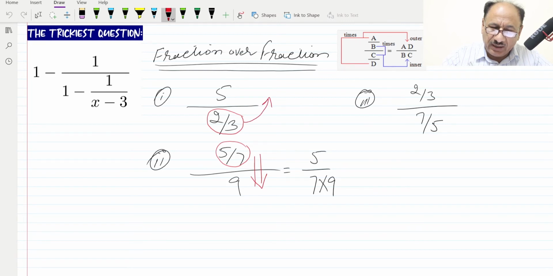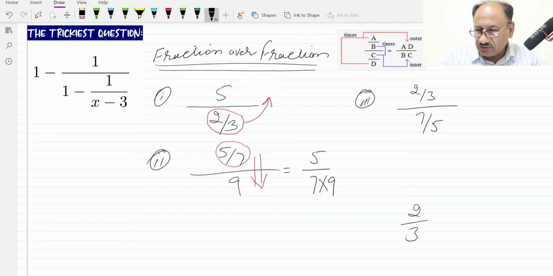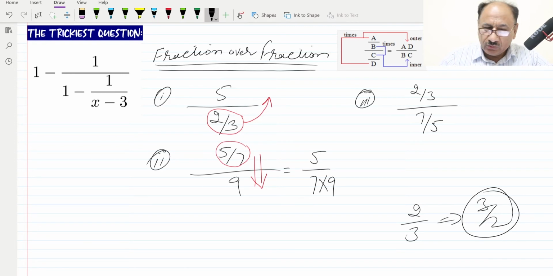We will be taking the reciprocal of 2 over 3. And to explain, the reciprocal of 2 over 3 will be what? It will be 3 over 2. So we will write 3 over 2, and then we will write 5 over here. And this is the technique we use if the fraction is in the denominator.